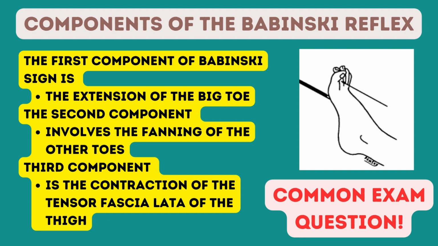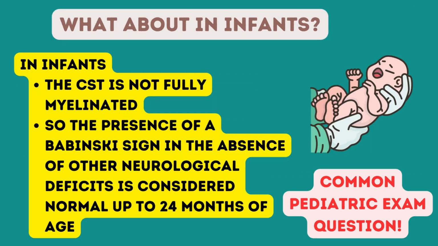My lecturer will stress that the third component is the contraction of the tensor fascia lata of the thigh. It is crucial to remember the components because sometimes it is asked in viva. When I was asked the question, I did not mention the third point, so I lost a few points there. In infants, the CST is not fully myelinated, so the presence of a Babinski sign in the absence of other neurological deficits is considered normal up to 24 months of age.